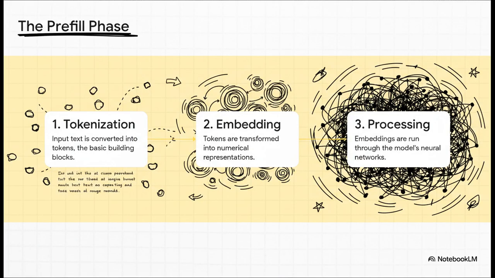So during that prefill phase, your text first gets broken down into little pieces called tokens. Those tokens then get turned into a series of numbers that the computer can understand. And finally, the model processes all of those numbers at once to get a deep sense of the context. This is the heavy lifting, the really computationally intense part of the process.